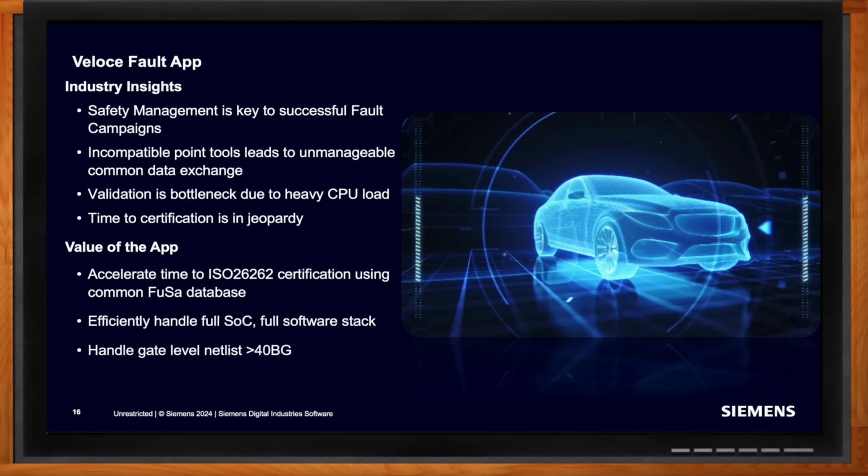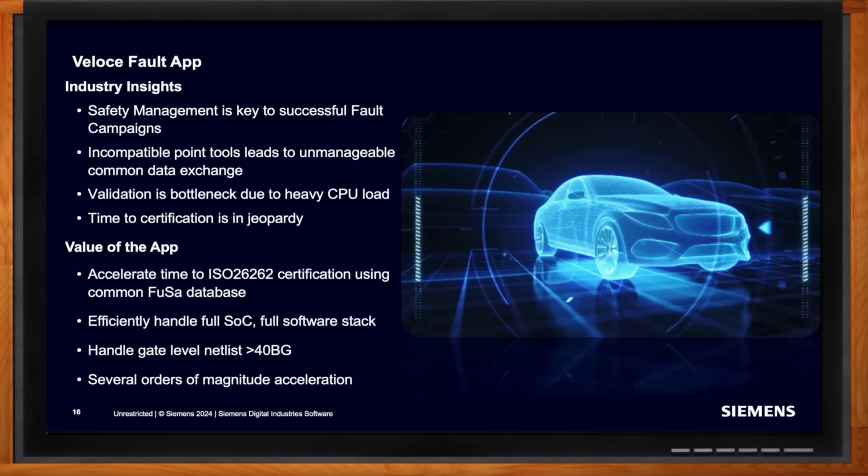And then finally, as I mentioned, validation is the big bottleneck. You still have to go through and run the simulations, inject the faults. And what happens is that can take months. Sometimes we've seen it take over a year. So they're looking to emulation to speed that process up so that their time to certification can be shifted left earlier in the cycle. Some of the value of the app is that we can help you accelerate that time to certification. Instead of it taking a year, we can bring that down to 3 months or 6 months.